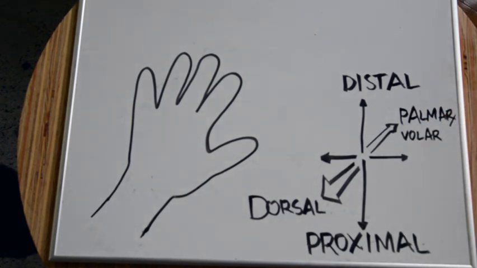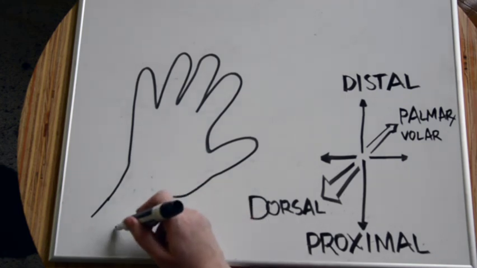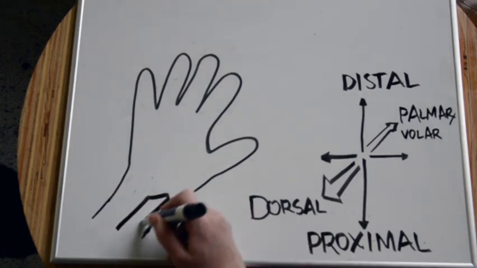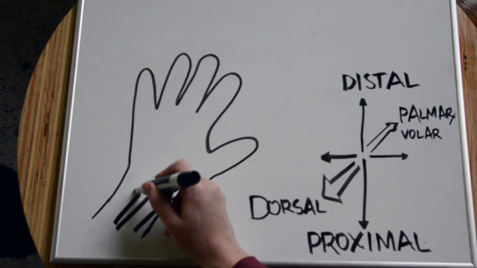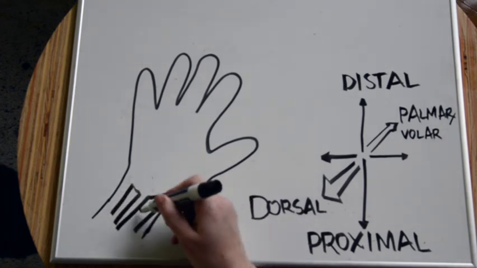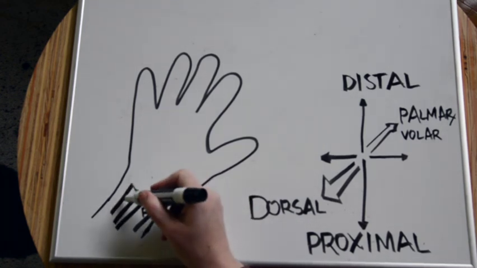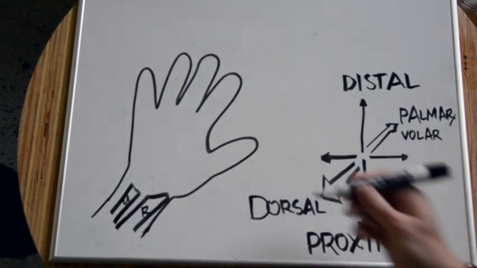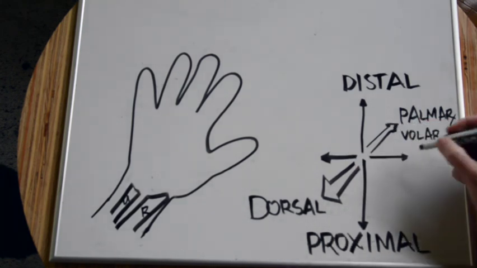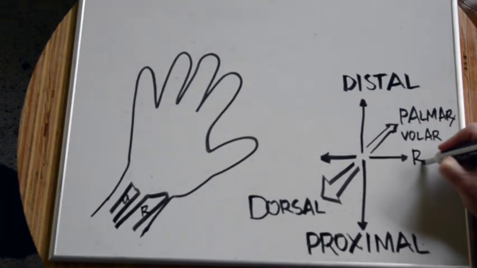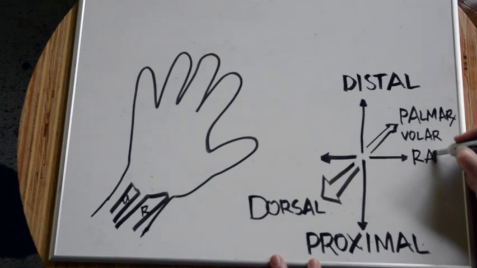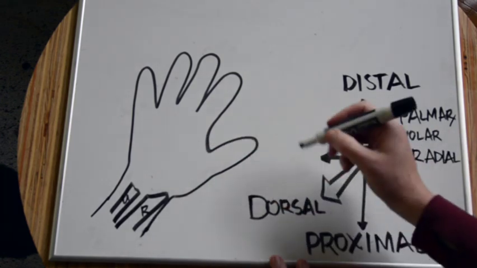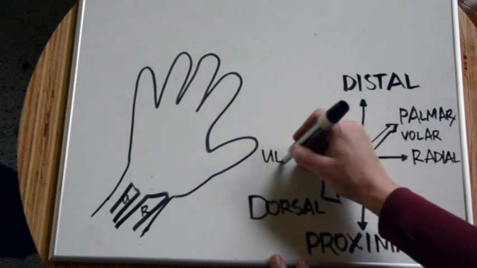Next, we remember where the radius and ulna are located in the forearm. You don't have to draw these. I've drawn them for reference and labeled R and U for radius and ulna. So the direction going toward the radius side of the hand and wrist, we use the word radial. And the other direction, we use the word ulnar.